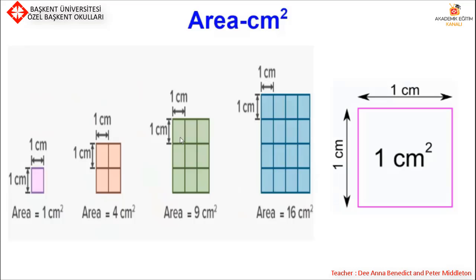Let's look at these shapes. Can you see the blue rectangle? It has 16 squares in it. So the area of this rectangle is 16 centimeters squared.